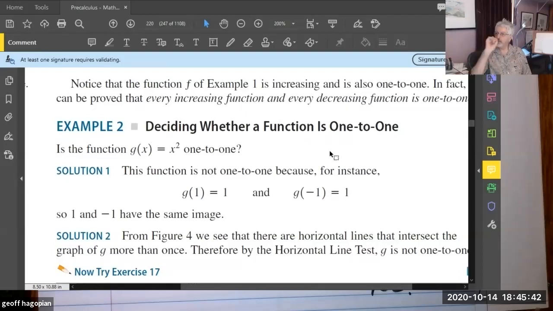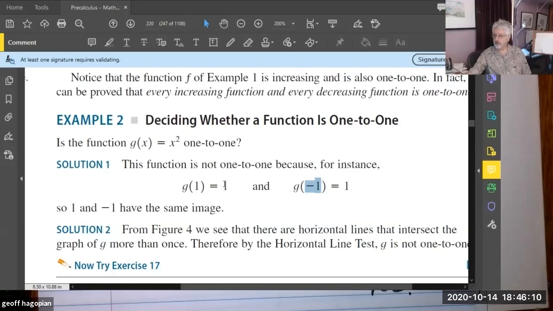Okay, so decide whether a function is one-to-one. Is g of x equal x squared one-to-one? Well, no, and here's an example of two different inputs that produce the same output, right? The square of 1 is the same as the square of -1. And also, if you like, this is a parabola, which doesn't satisfy the horizontal line test, right? A horizontal line can intersect a parabola more than once.